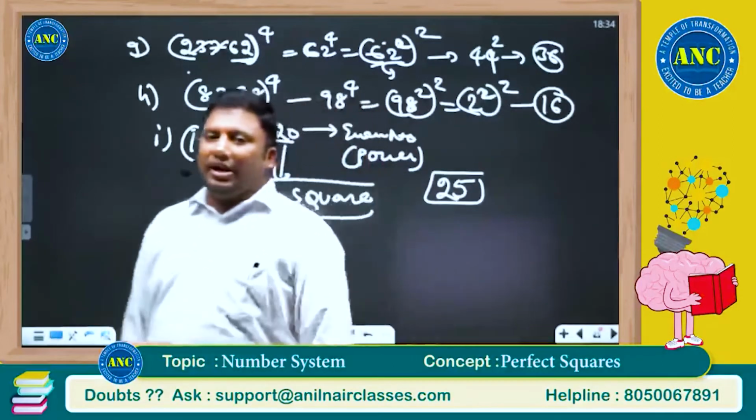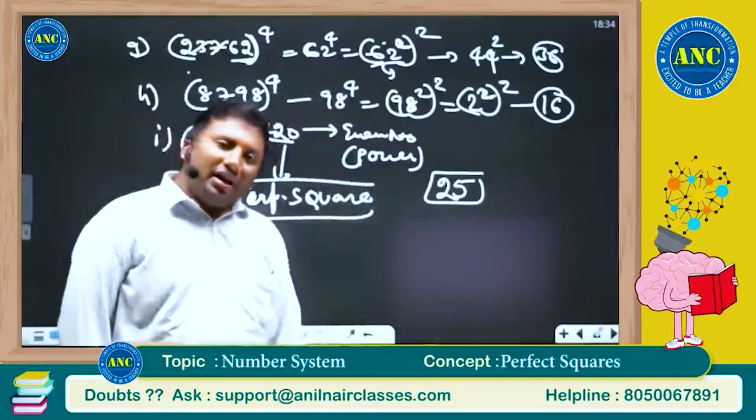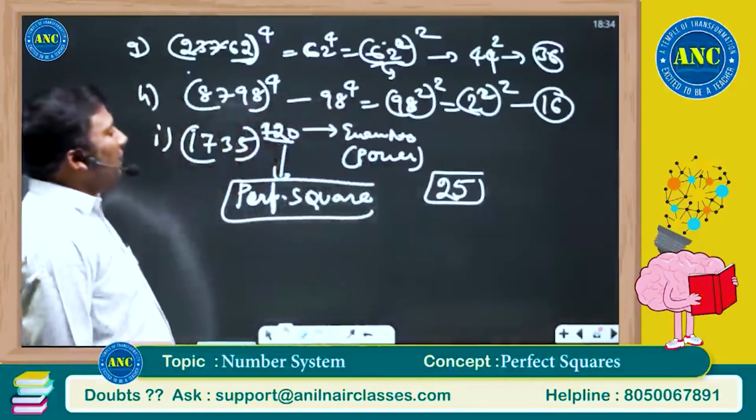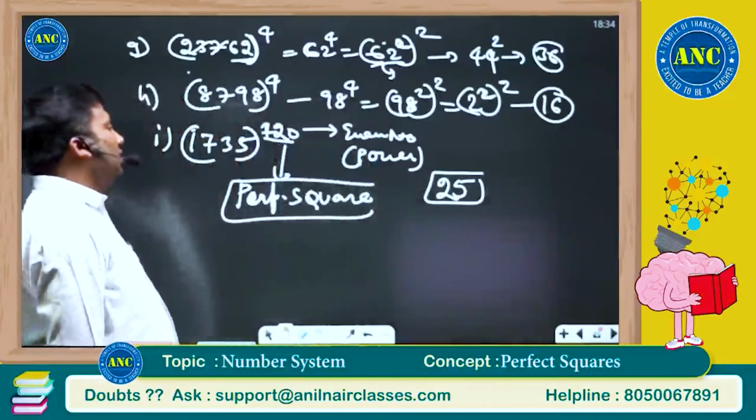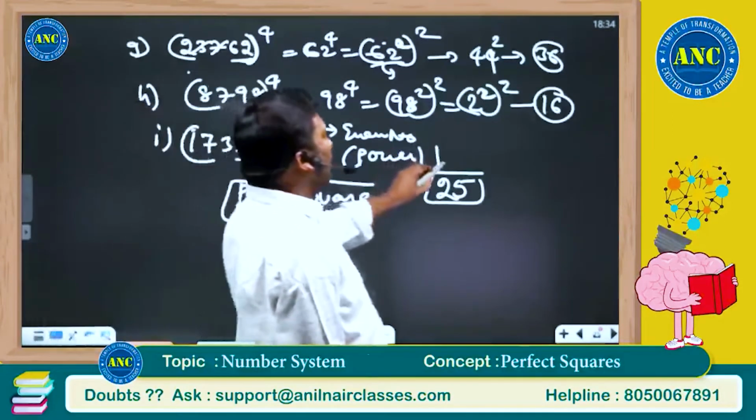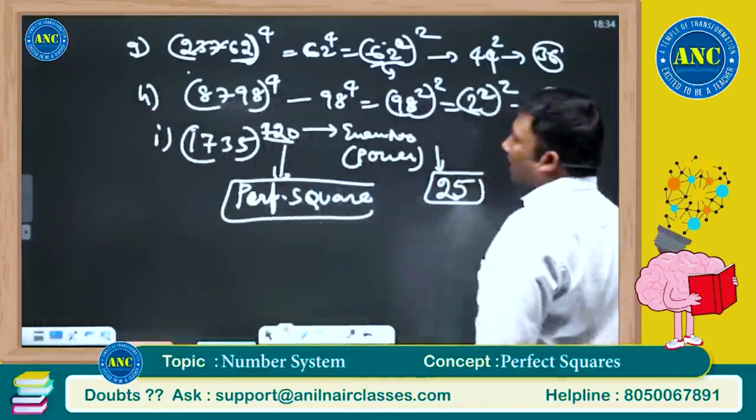1735 power 120. Power is an even number, then the number is a perfect square. Any perfect square ending with 5, the tens place is always 2. I hope this idea is clear.